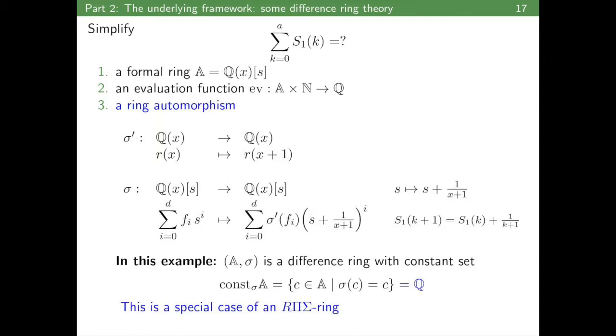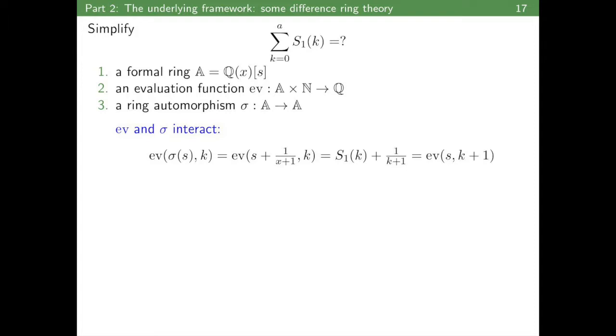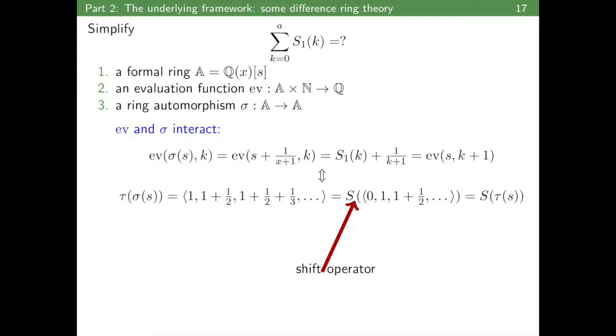Okay. So now the important thing is the way how we did it, that the evaluation function and the shift operator, the sigma operator, interact nicely. We can combine the two operations. Namely, if you first shift s formally in our ring, and then you evaluate at the point k, this is the same as if you evaluate the variable at k plus 1. So the shift operator is naturally doing the shift operator. It's taking care of this. And this can be now, of course, connected to our tau, which goes from the ring element to the ring of sequences. If you take sigma of s, this is 1 plus 1 half, 1 plus 1 half plus 1 third. But that's the same as shifting the sequence by introducing here a 0 and shifting it. And that's the same as the shift of, first you go to your sequence, to the ring of sequences, and then you apply the shift operator.